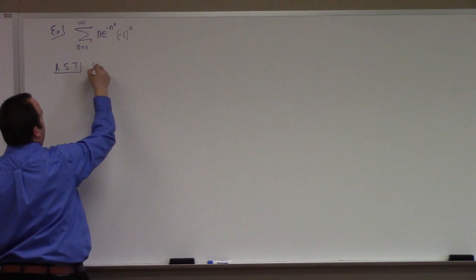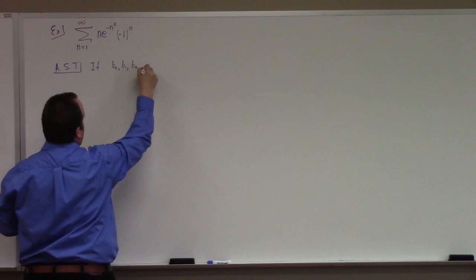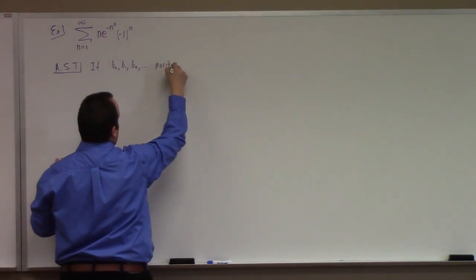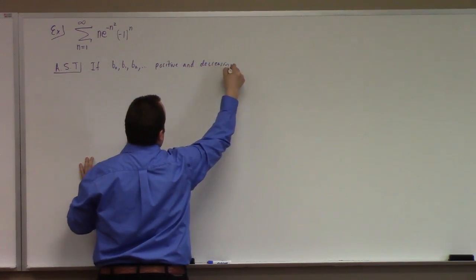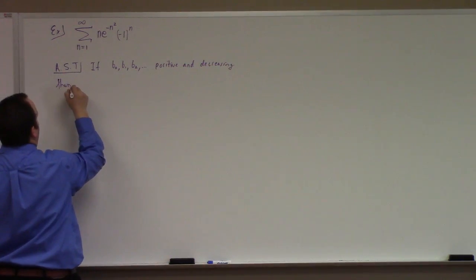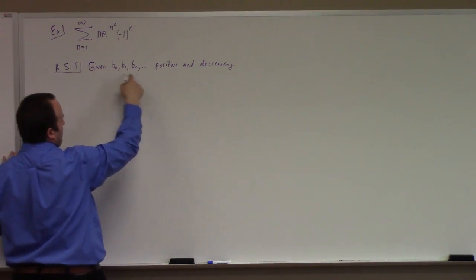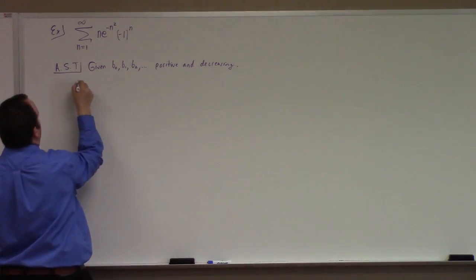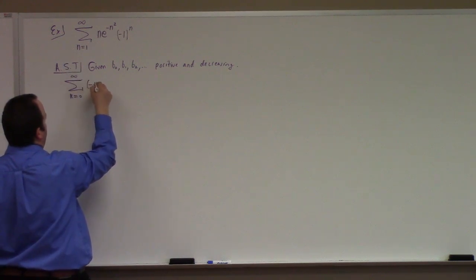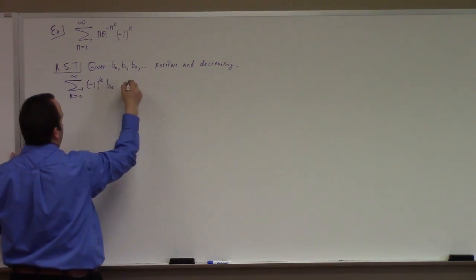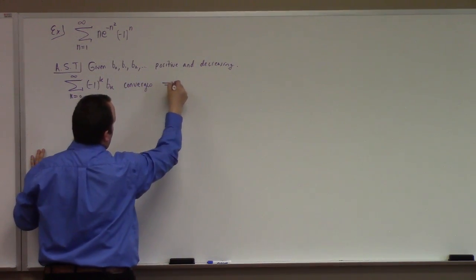All right, let me get back to the alternating series test. So what was that test? If we have b0, b1, b2, positive and decreasing, right? Then, given this, the sum k equals 0 to infinity of (-1)^k b sub k converges if and only if what?